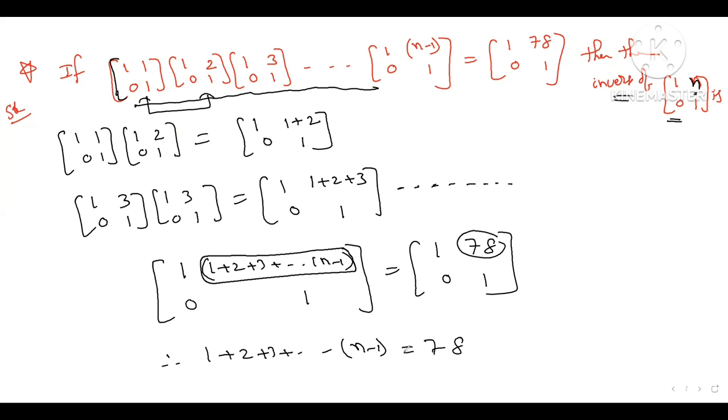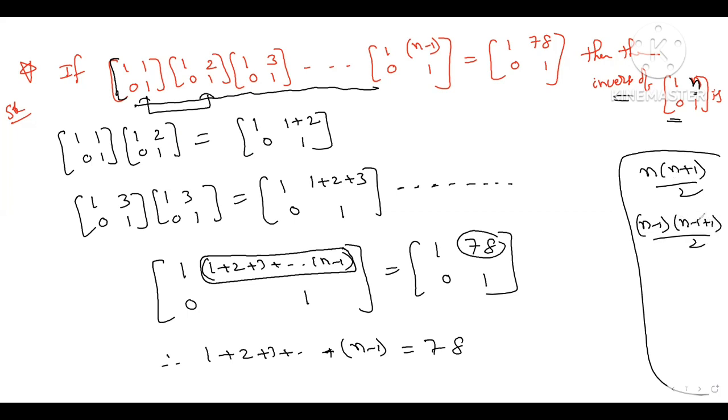Now equating, 1 plus 2 plus 3 plus and so on up to n minus 1 is equal to 78. Here, the sum of the first n natural numbers formula is n into n plus 1 by 2. But here it is n minus 1, so in the n place we write n minus 1. N minus 1 into n minus 1 plus 1 by 2. What we get here? N into n minus 1 by 2, which is equal to 78. So after simplification, we get the n value.